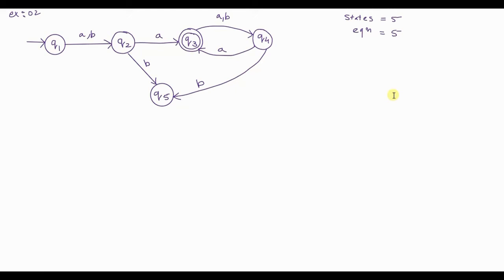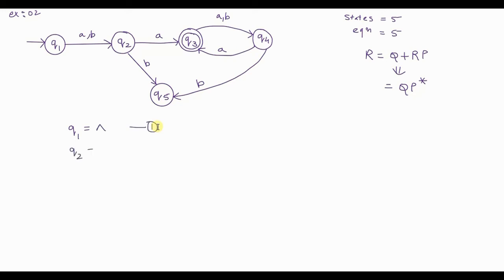Ultimately, what we are trying to do in Arden's theorem is, if an equation is of type R = Q + RP, we are trying to replace it with QP*. Now let's see which are the 5 equations that we get. First, Q1. What are the different inlinks to Q1? You observe that there is no inlink coming from any other node back to Q1 except the null link over here. As a result, the equation becomes Q1 = null. Only one.